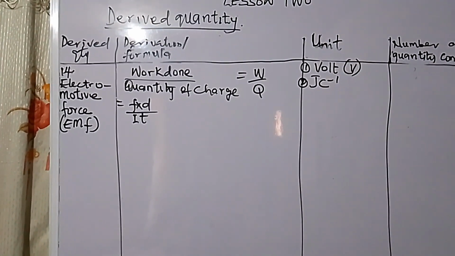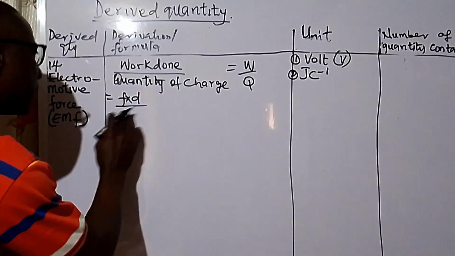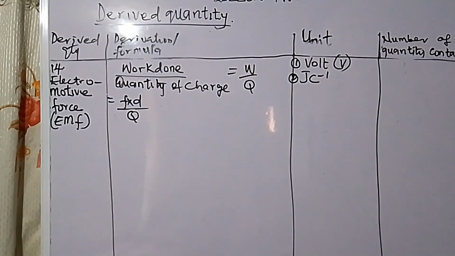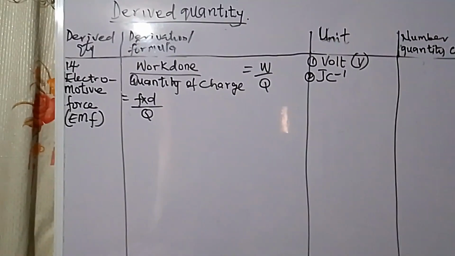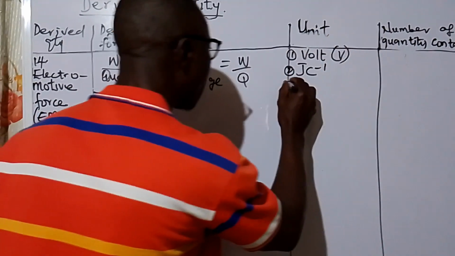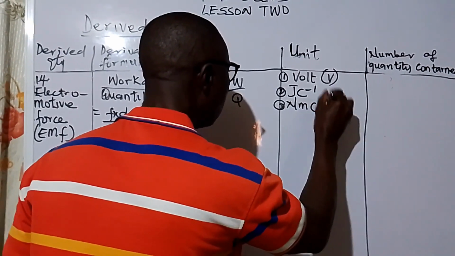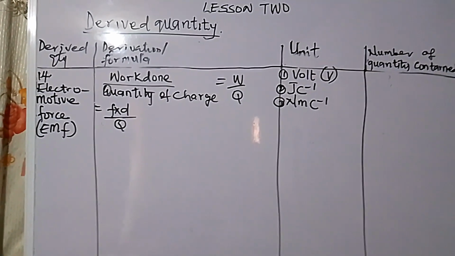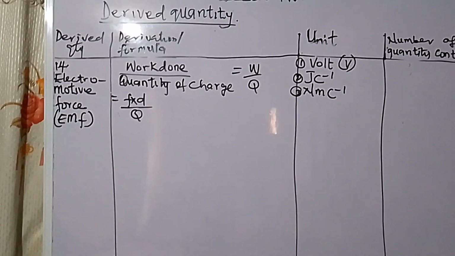Now, if we express further, before we write over T, let's say over Q. It means from this point, we can have another unit for electromotive force. What that will be? Newton meter per coulomb. Please don't forget all these formulas. They are very, very important because we can be given any question under it.